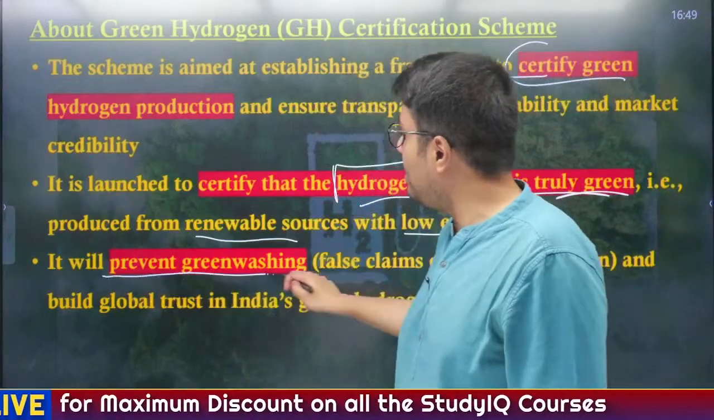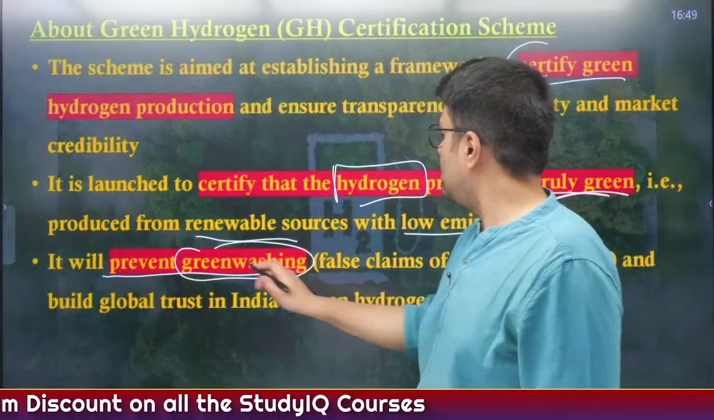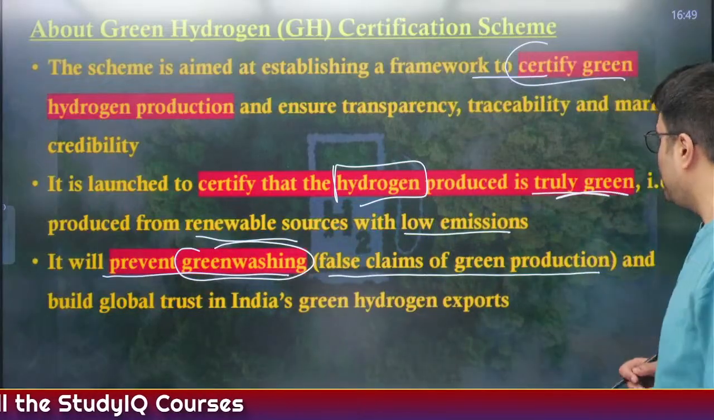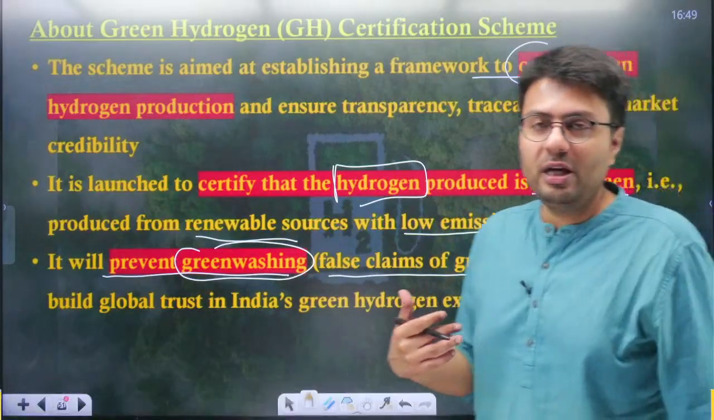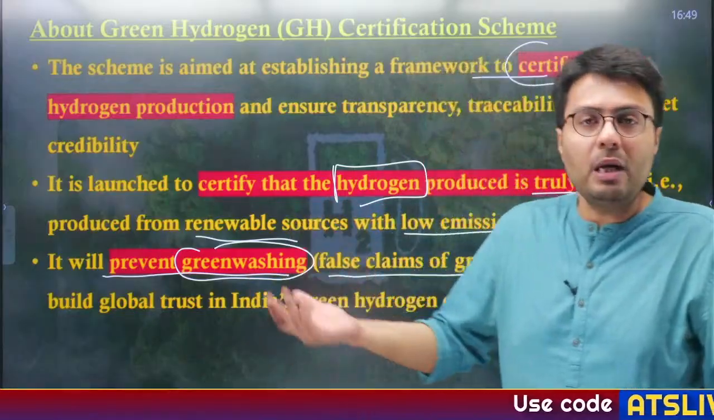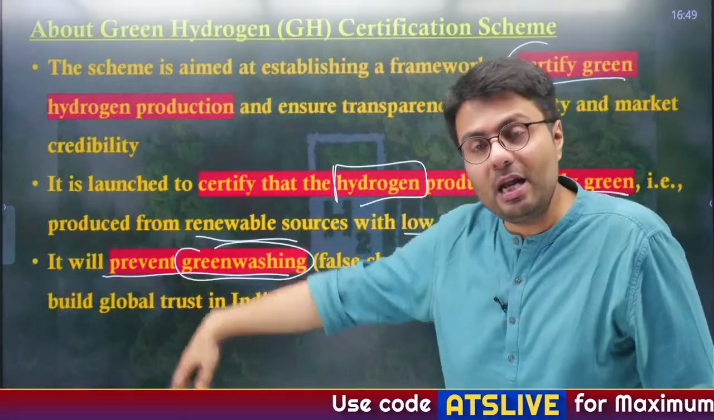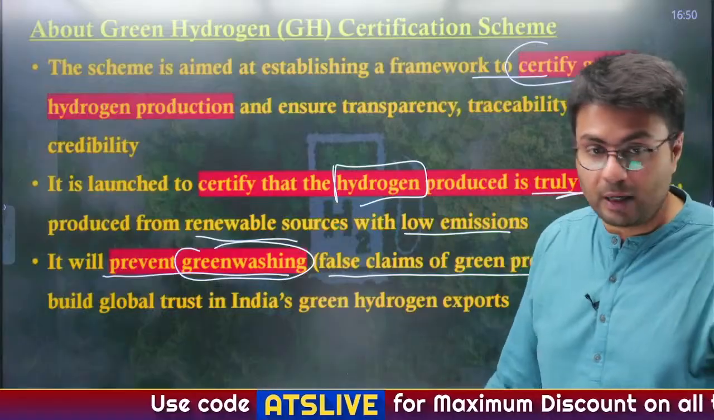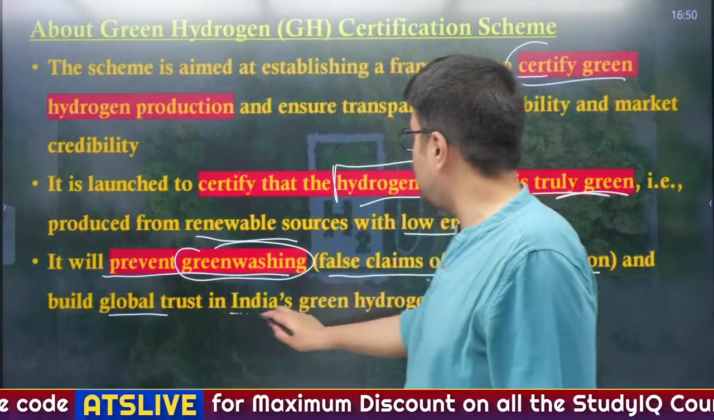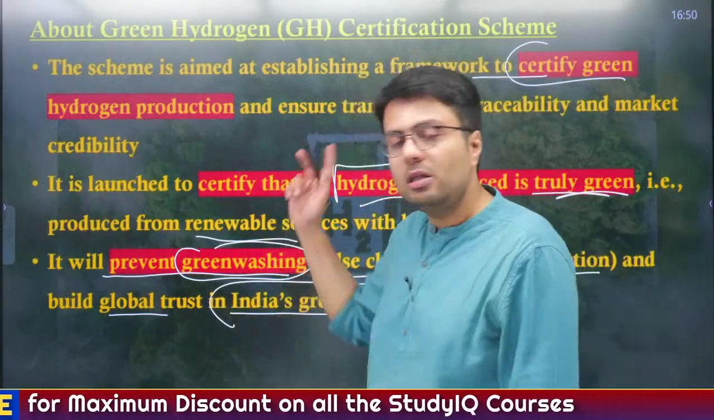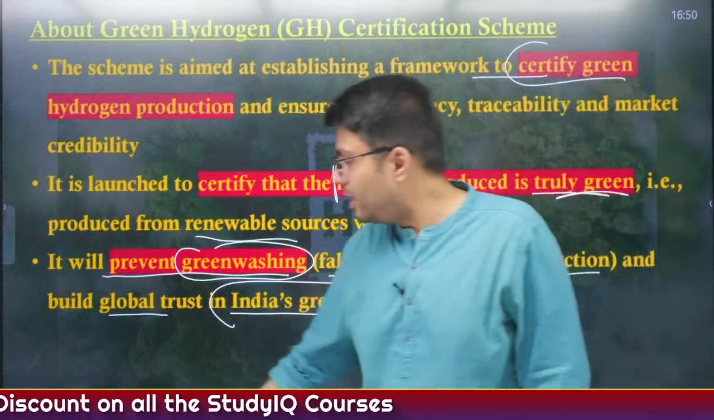Now, it is done to prevent greenwashing. You know, greenwashing is the term which means false claim of green production. So, if you're manufacturing any product normally, but you're claiming it to be a renewable energy product, that is called greenwashing. And it is also to build global trust in India's green hydrogen export. So, this certification scheme has been brought by the government.